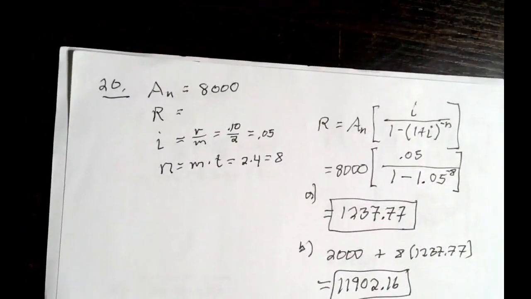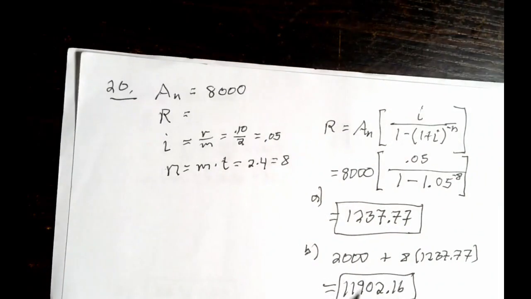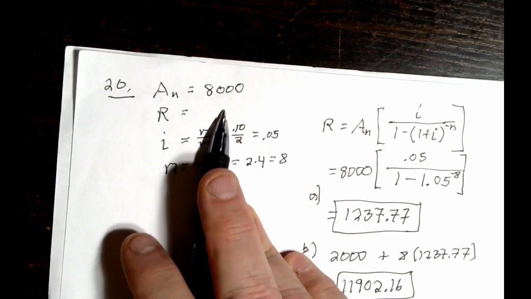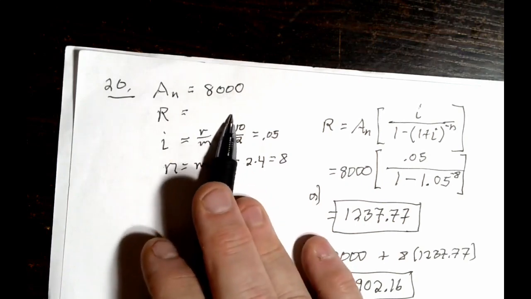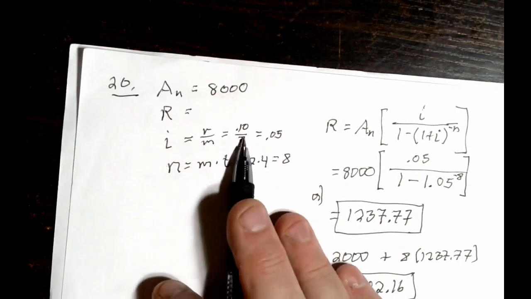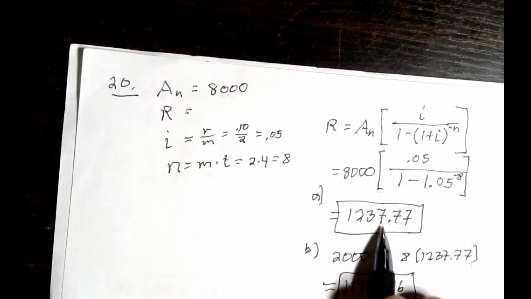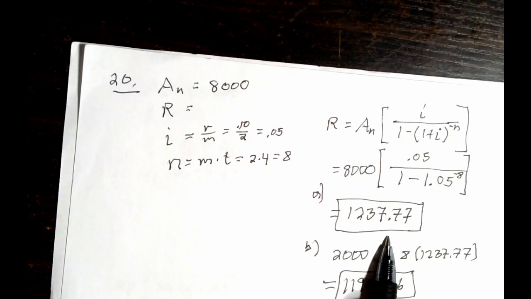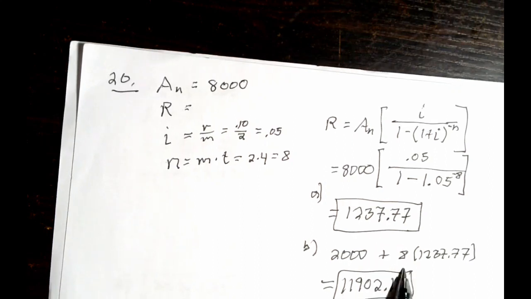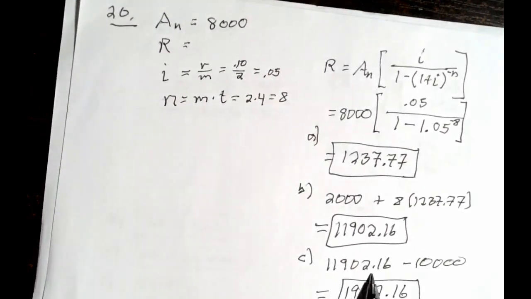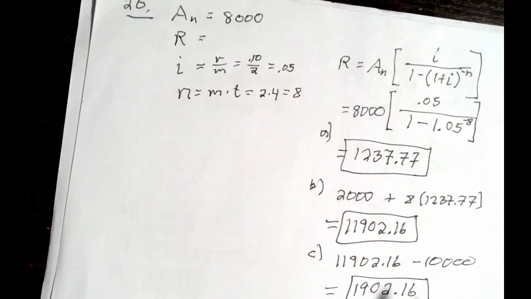Okay, number 20. He purchased $10,000 worth of equipment, made a $2,000 down payment, so he only borrowed $8,000. Semi-annual payments at 10% for 4 years. So you plug in everything that you know, and his payments are $1,237.77. And how much did he actually pay? 8 payments of that plus the original down payment. What's the interest? The difference between that and the $10,000 value of the item.